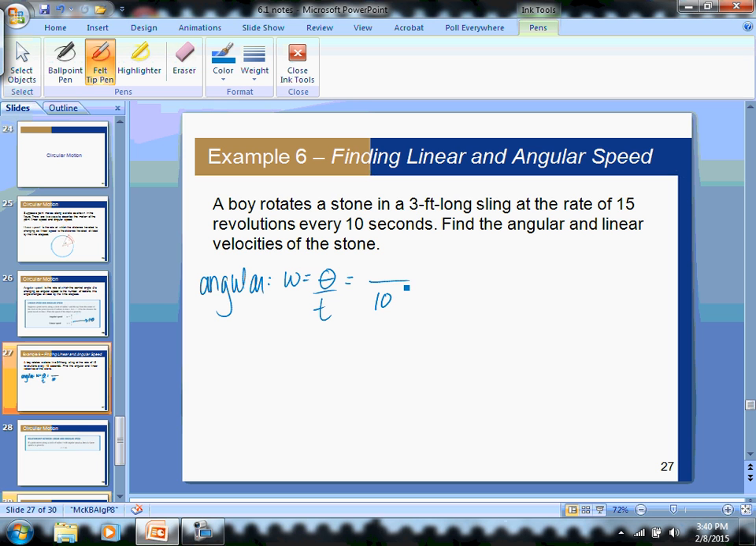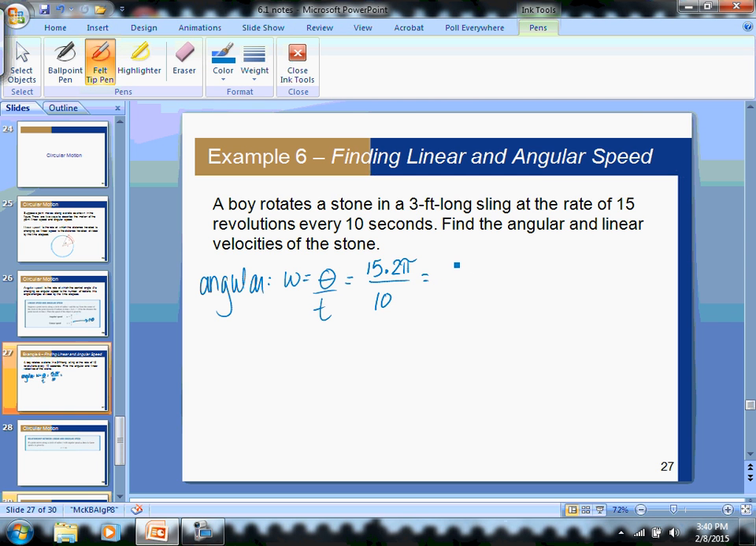Okay. And to find the radian measure of our angle, we know that the boy rotated the sling around 15 revolutions. So he went around in a circle 15 times. And to go around a circle, that's 2 pi. And he did it 15 times. So that's how big his angle measurement was. So he started with 1 revolution and just kept going constantly 15 times around the circle.